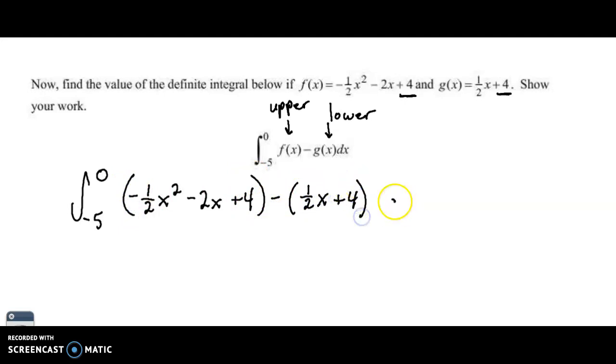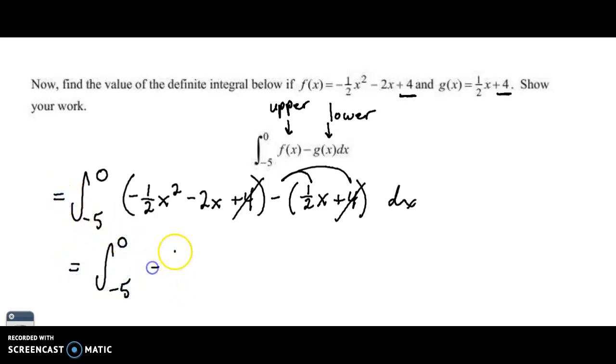That quantity minus the quantity of 1/2 x plus 4. And it's very important that you do quantities, because you have to distribute that minus in there, and these 4's will go away. So if you were simplifying this, that would equal -1/2 x squared, -2 minus 1/2, so -4 halves minus 1/2 would be -5 halves x dx.